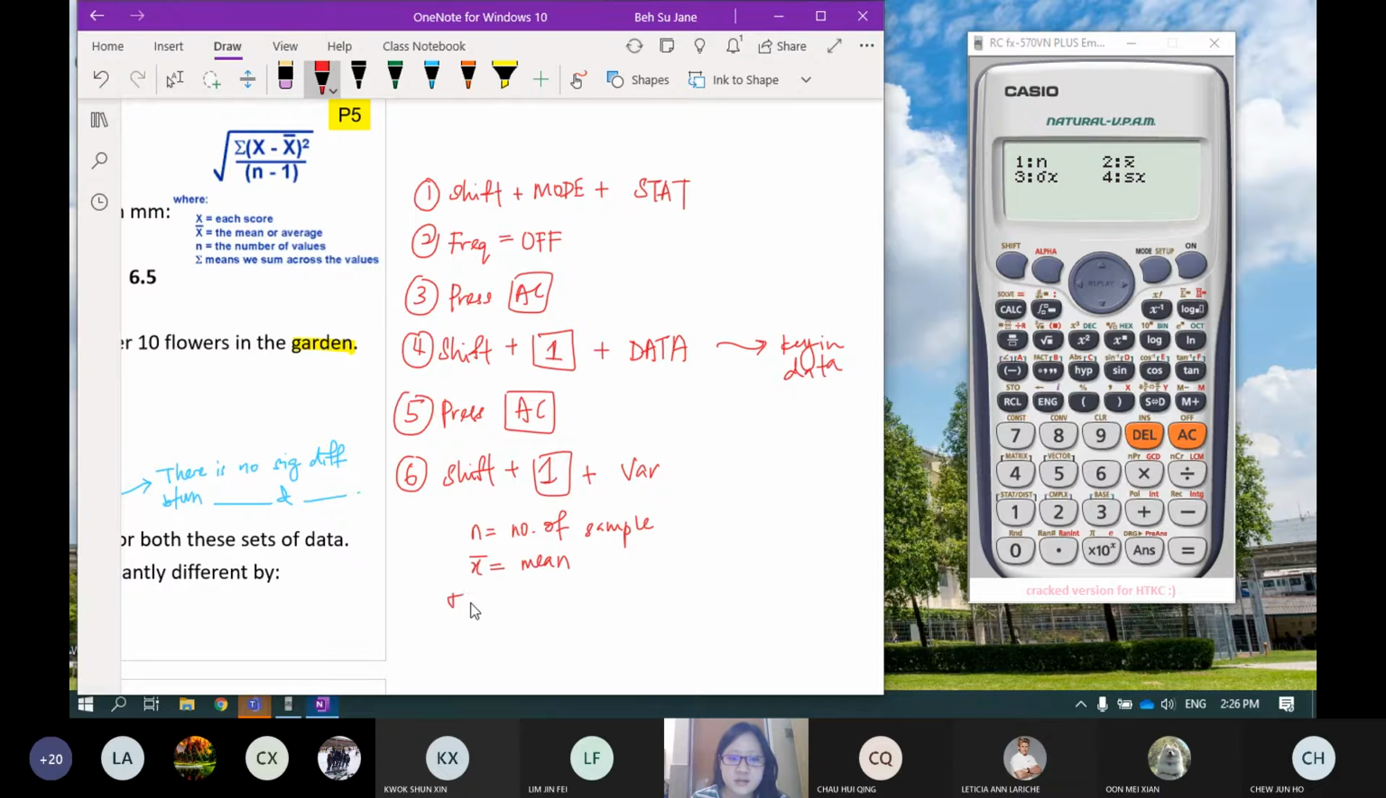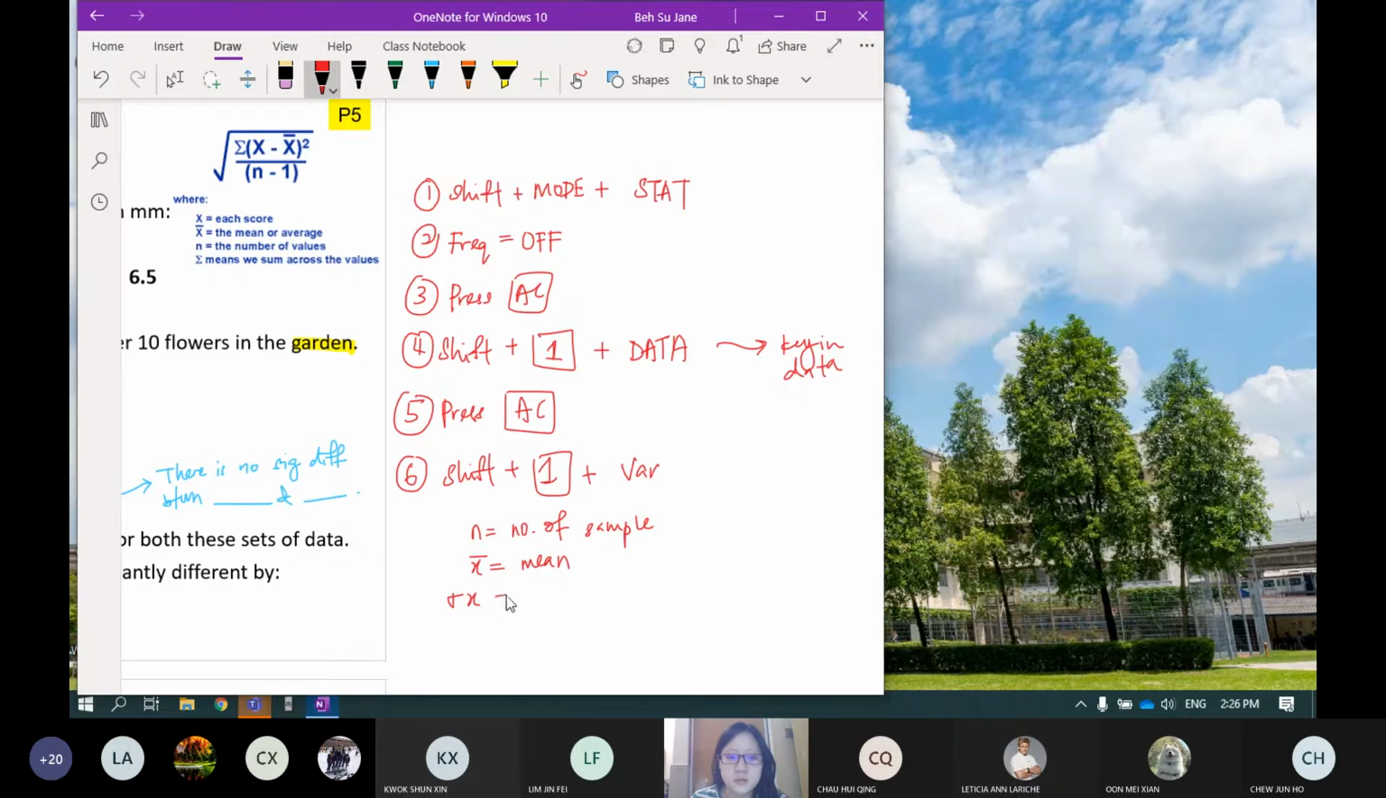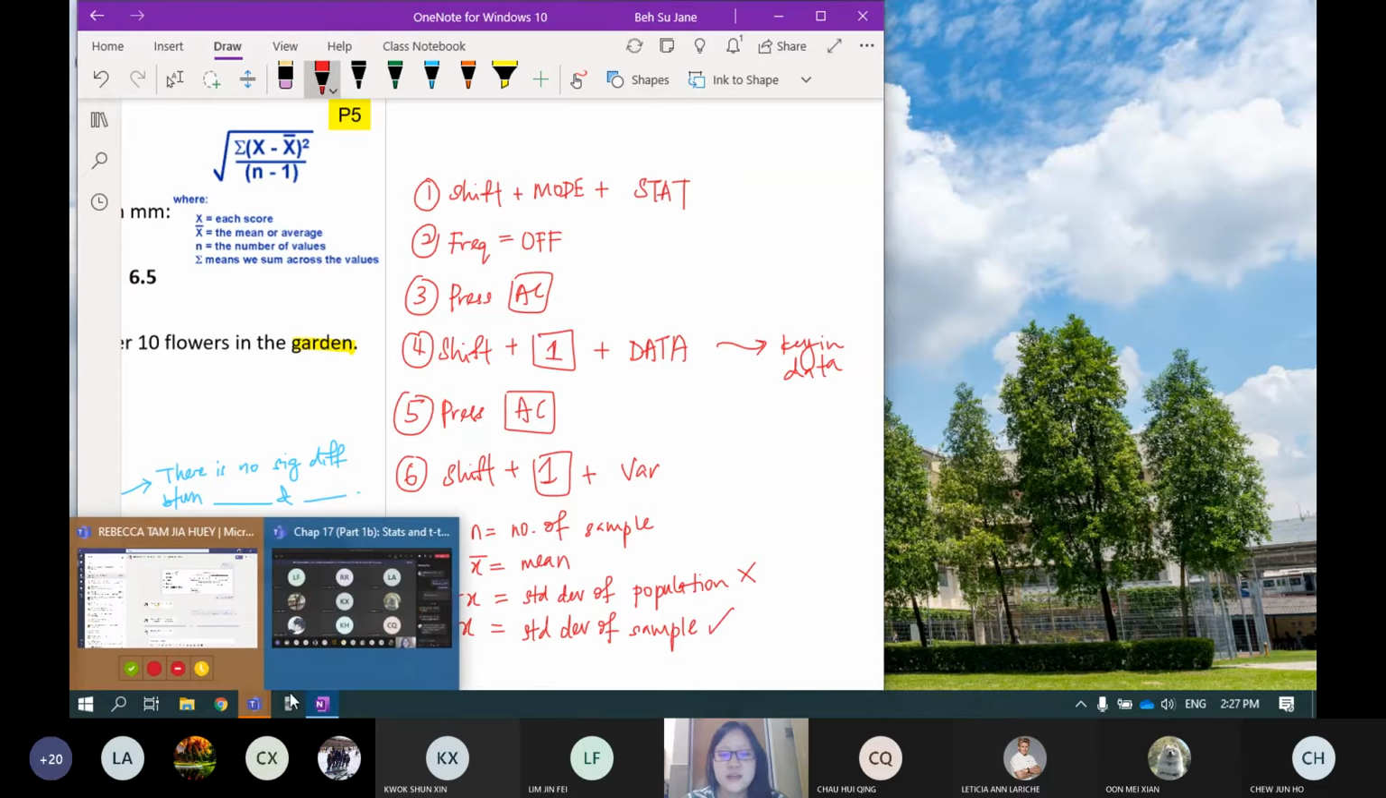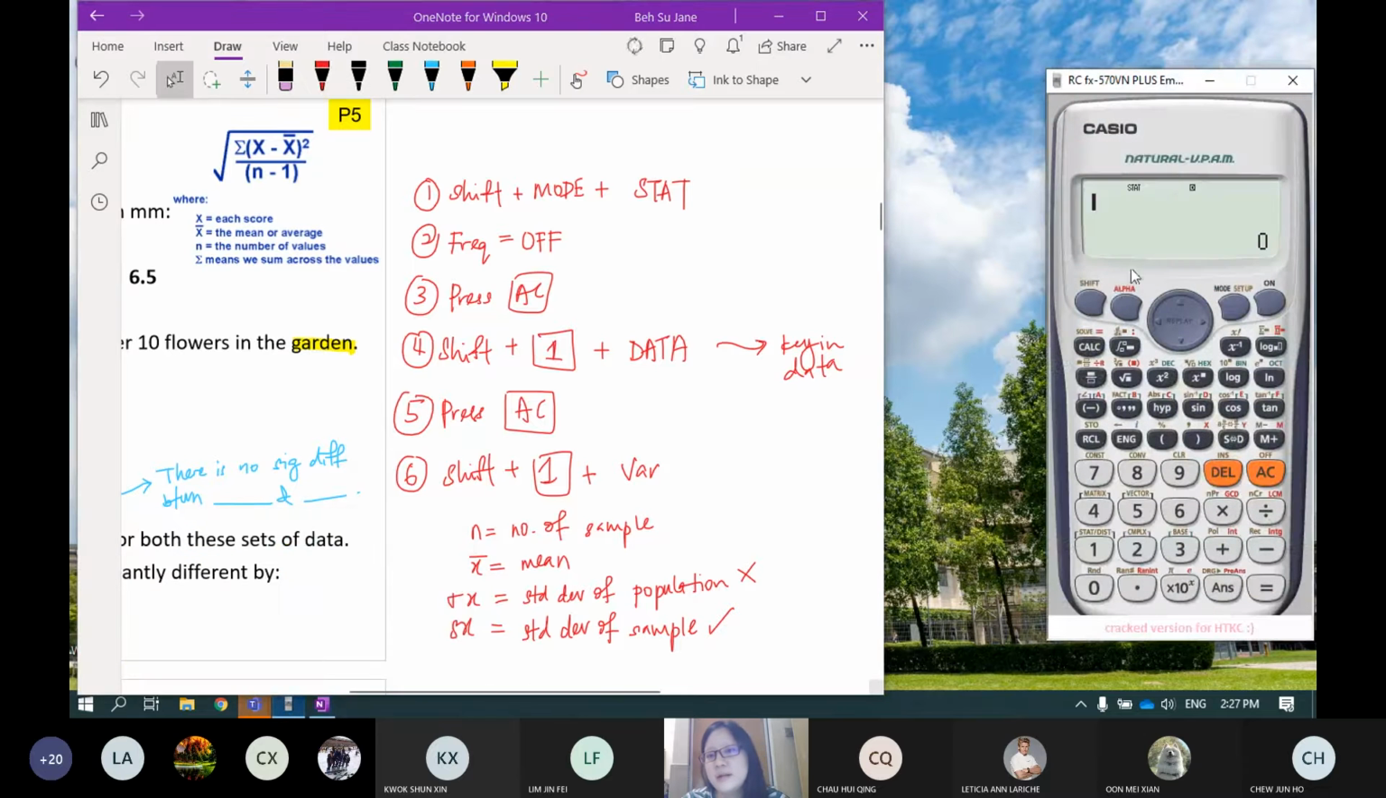So this fella, small letter sigma, is actually the standard deviation of the population. Oh no, it crashed. And then this is the standard deviation of the sample. Okay, we never use the population one. We always use the sample one. So please, please press the right one.